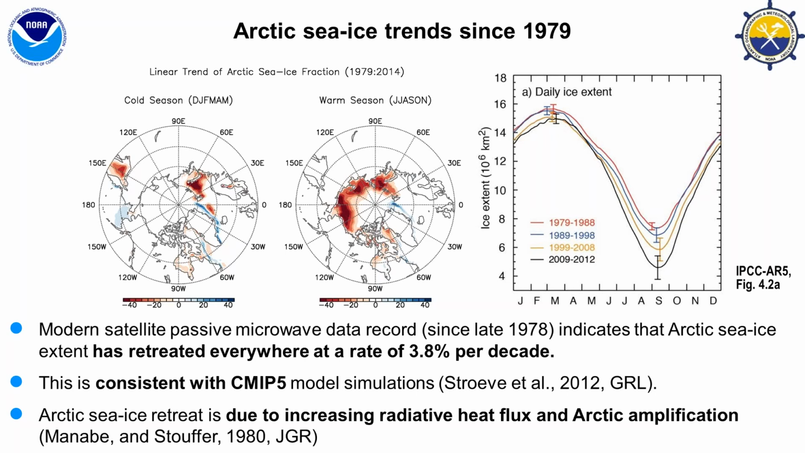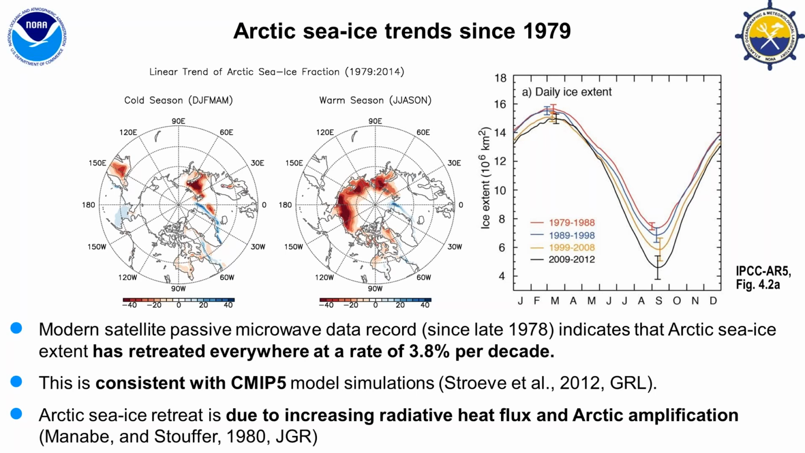Here you see that for the cold season, December to May, there is a large reduction of the sea ice fraction in the Barents Sea, and also in the Okhotsk Sea. But of course, this reduction, the retreat of the sea ice, is much stronger in the warm season, from June to November, over the Chukchi Sea, the East Siberian Sea, the Laptev Sea and the Kara Sea. In this whole region, you see that the reduction of the sea ice fraction is much more than 40% or so.